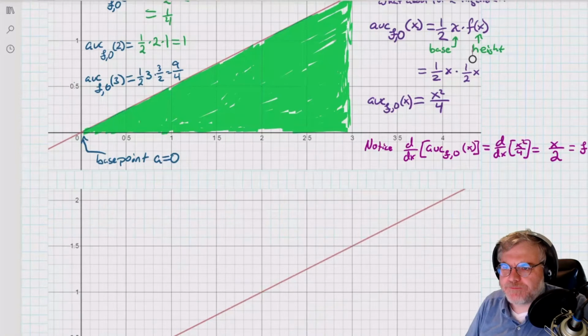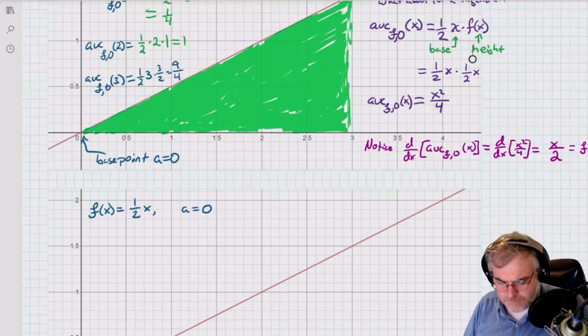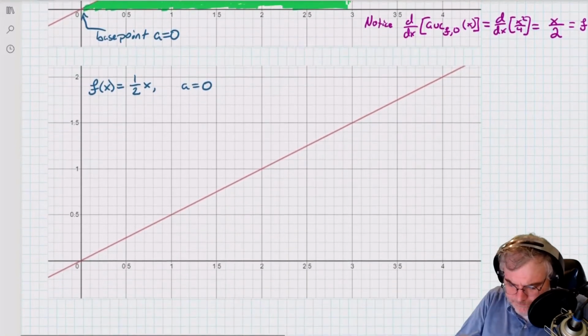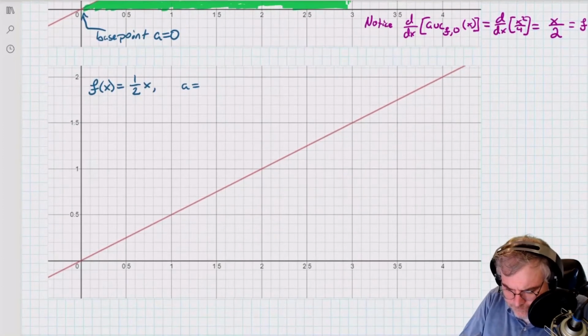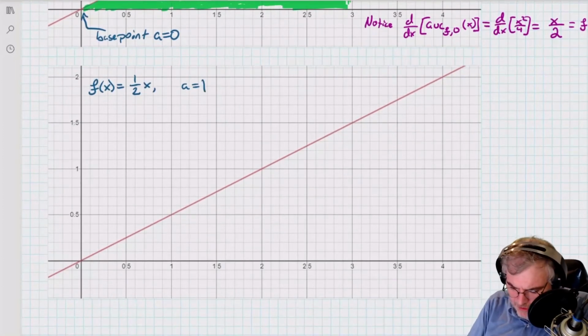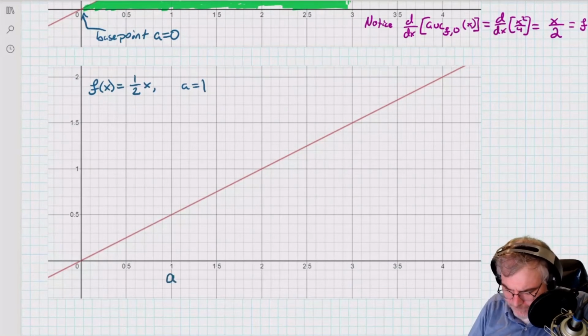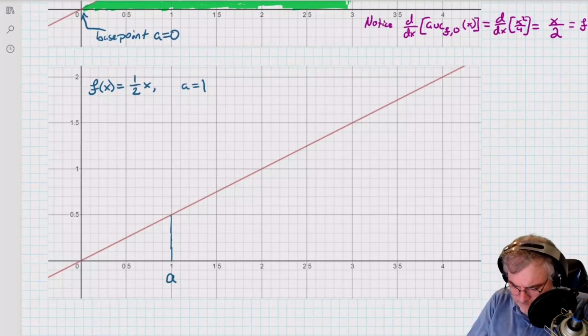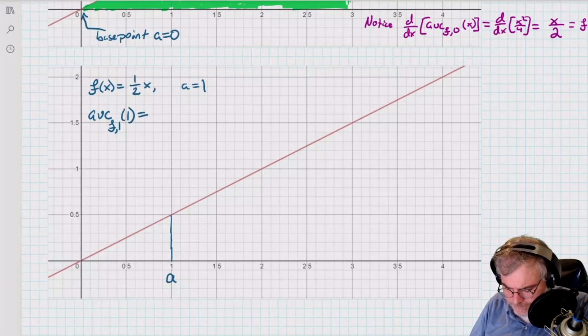Let's choose a base point of 1. Okay, so same F, new A. Same F, but now we're going to choose an A of 1. Okay. So now our A is here. Now, what is AUC F1 of 1? Well, it's going to be 0, right?